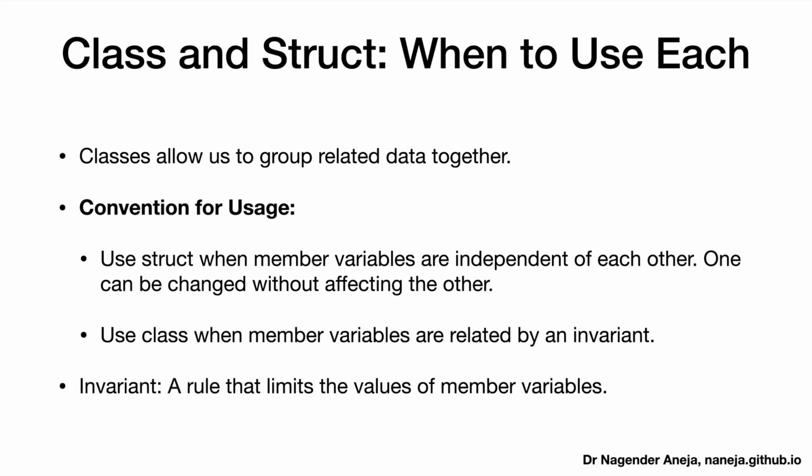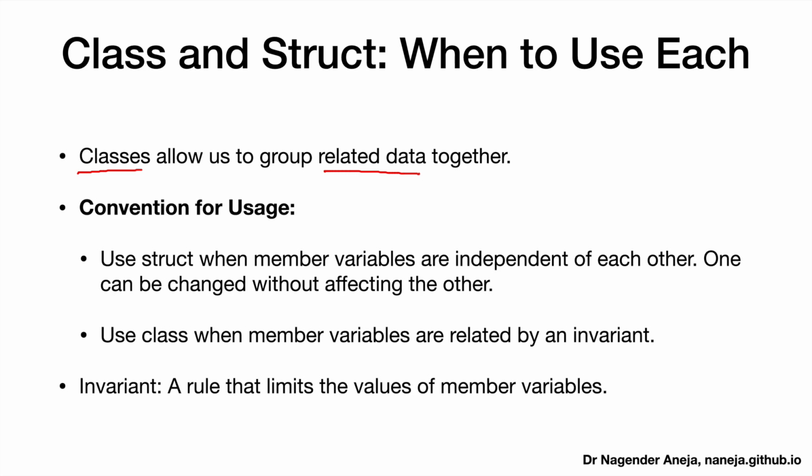Class and struct, when to use each. Classes allow us to group related data together. The convention is that you can use class or struct other than just to tell whether the variables are public or private, but classes are mainly used when we have related data. If the data is not related, then we should prefer the struct. But if the data is related, then we need to use the class.